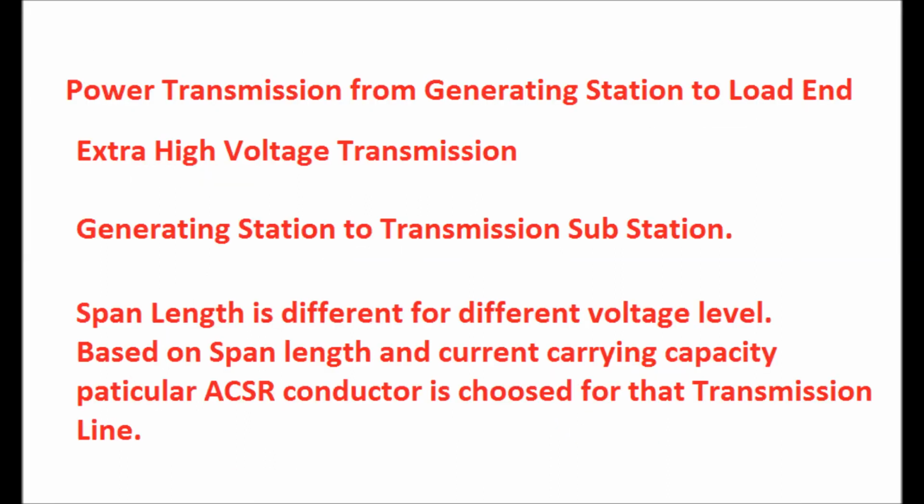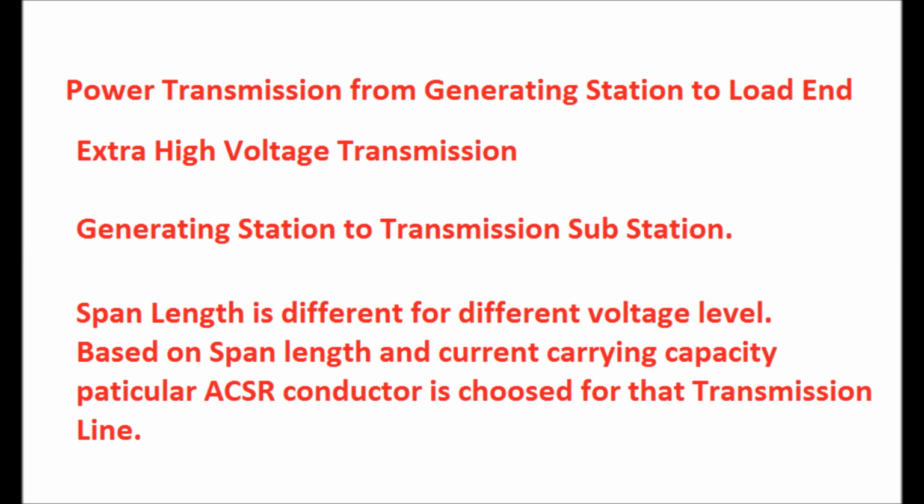Since there exist different voltage levels in the transmission end, different types of ACSR conductor are used. From the generating station to the transmission substation, you can use different types of ACSR conductor based on the voltage level. That is, for 66 kV one type of ACSR conductor is used, and again for 132 kV and 220 kV another type of ACSR conductor is used.